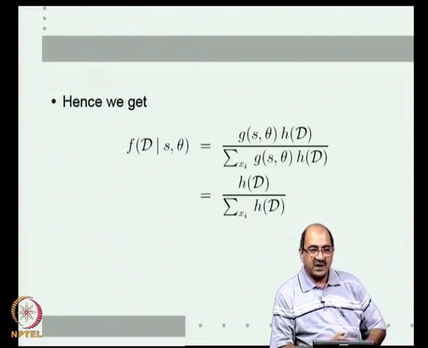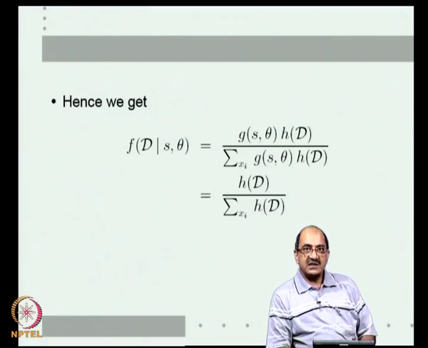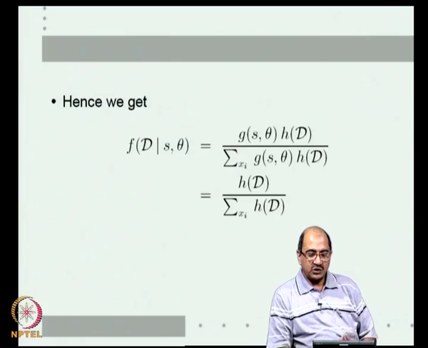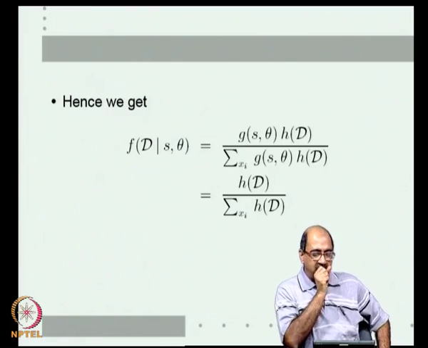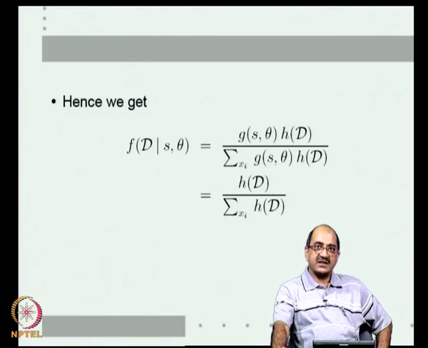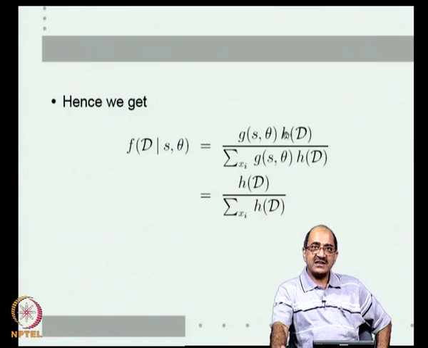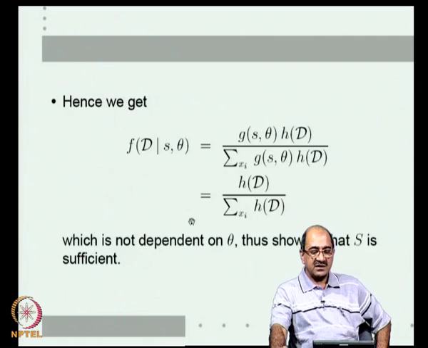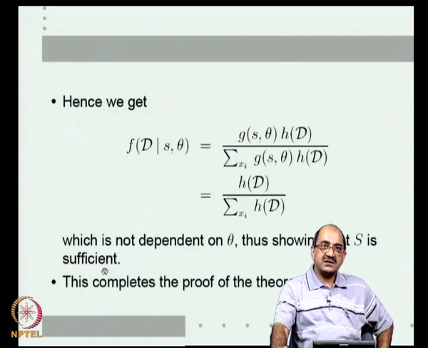I hope you can see the similarity with the example. That is exactly how we showed S is sufficient in our example. That factorization, as I told you at that time, is what is at the heart of it being sufficient. So, once again, we can see the conditional density is not a function of theta, thus showing that S is sufficient. So, this completes the proof.